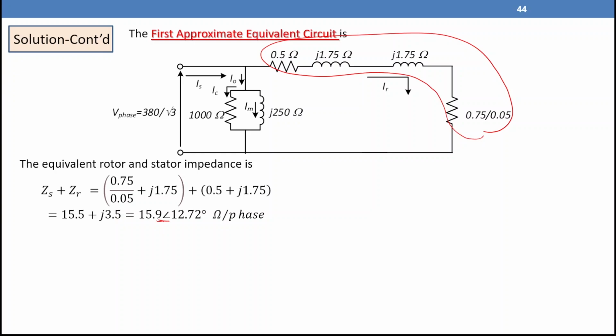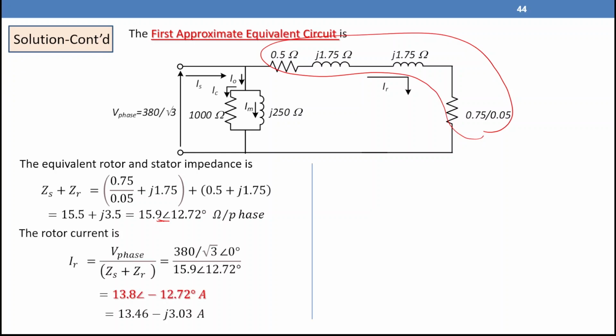So now we can calculate the I rotor directly. I rotor will be V phase over Z stator plus Z rotor, and that will be, in the polar form, 13.8, and in the rectangular form 13.46 minus j3.03 ampere. Fine, so we calculated the rotor current.